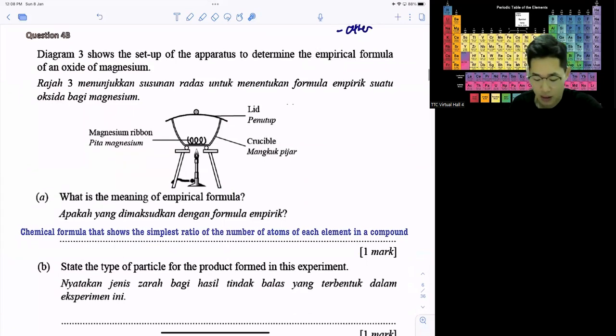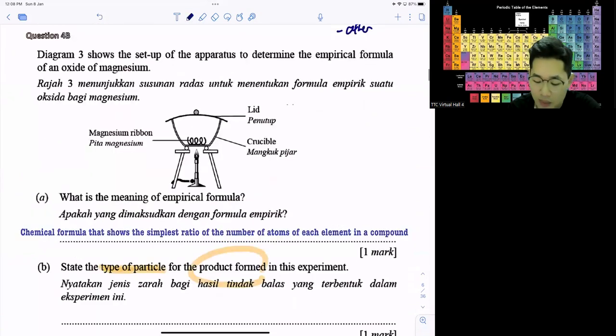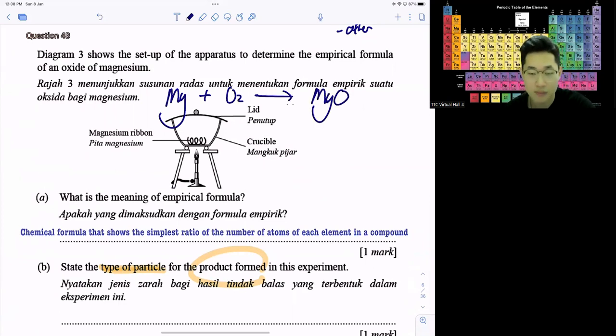Okay, then, same definition. State the type of particles. You see, type of particles again: atom, molecule, ion. For the product formed, let me write the equation first. In this reaction, magnesium is very reactive. It can burn with oxygen directly to form MgO. So MgO, you can see, is more than one element already, right? More than one, then it is not possible to be an atom.